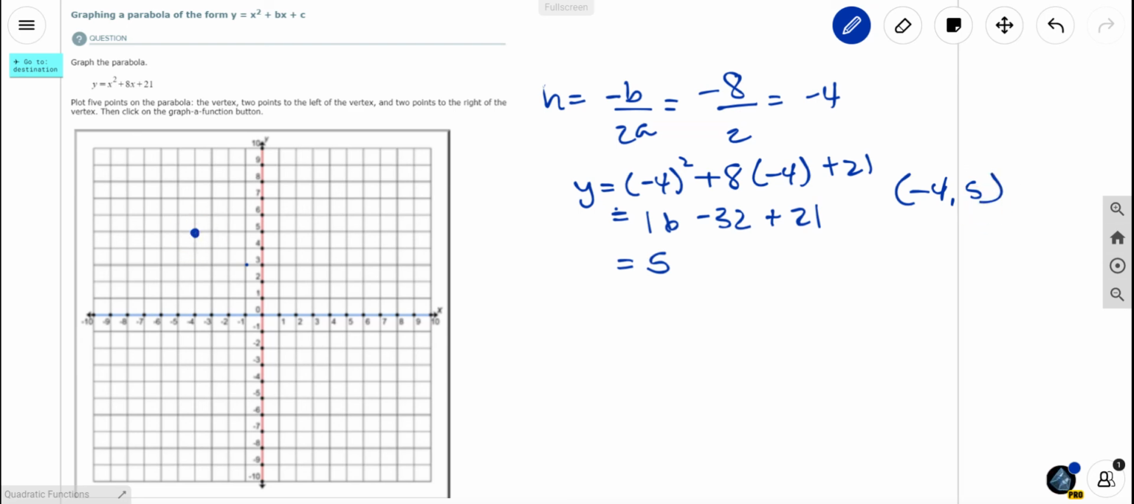Make a line, make a point. All right, now we've got the axis of symmetry. We want to go to the left or to the right. I'm going to go with negative 3. Okay, and we are going to plug it in, x squared plus 8x plus 21.